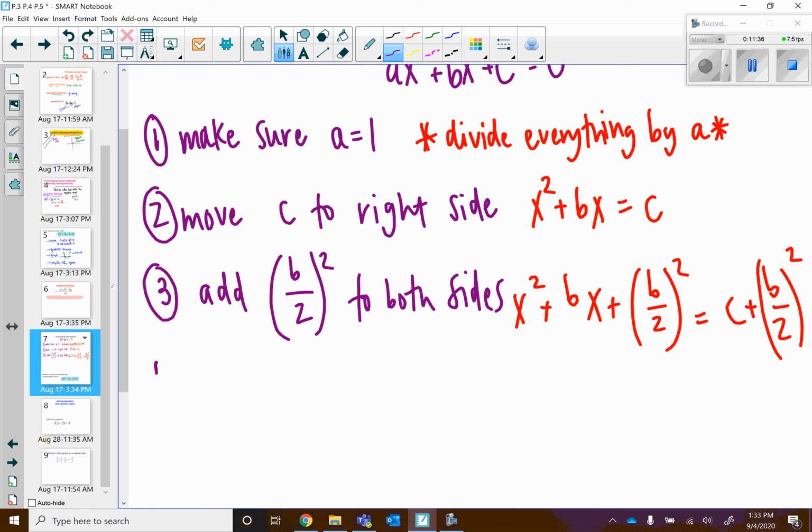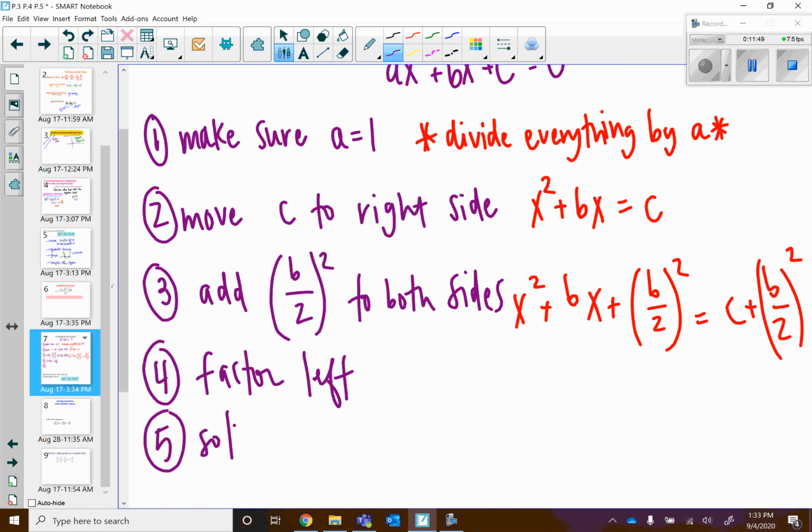Step 4 is to factor the left side. And step 5 then is to solve. We are going to do an example and I will show you a really fun tip for step 4 when we are in class.